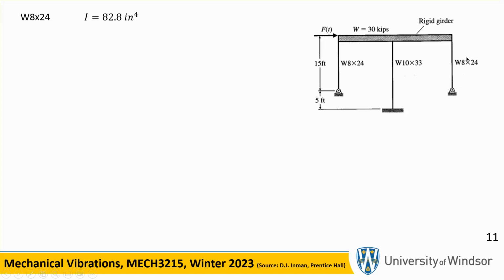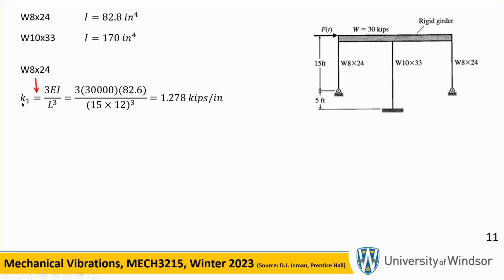These two are W8 by 24. We have the I from the discussion, from that formula that I put in the slide, or from the table that you may have in your book. And the 10 by 33 is right there. This is the middle one. It's right there. So these two are pinned ends. The ones on the two sides are pinned ends, and the stiffness of each one of them is 3EI over L cubed. You plug in all that stuff there, you get this.